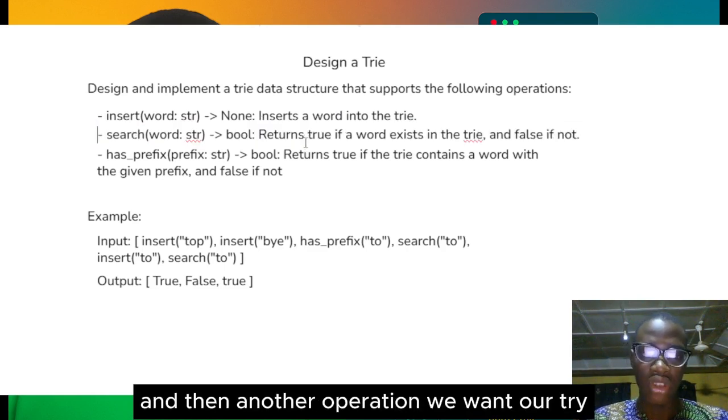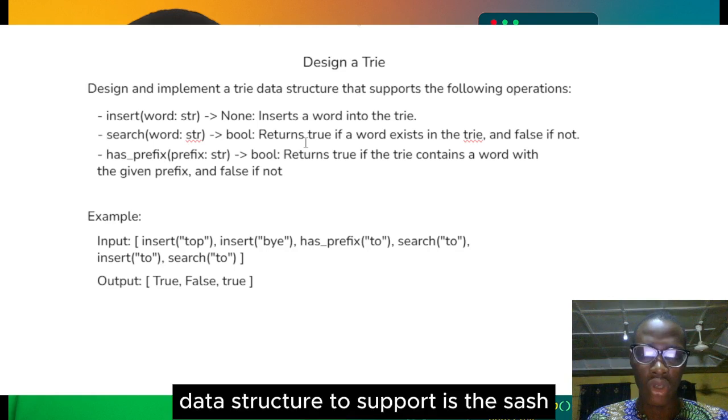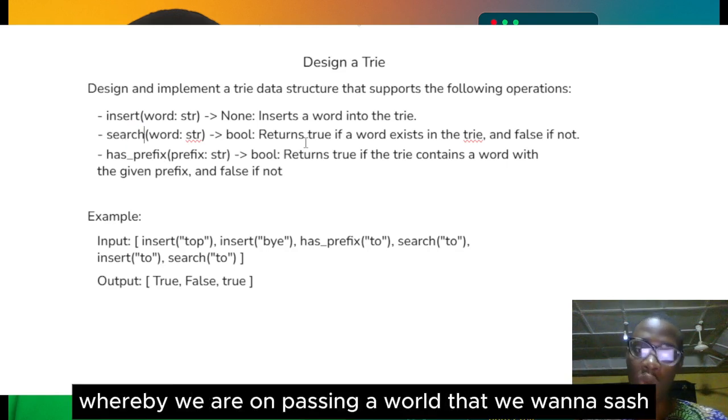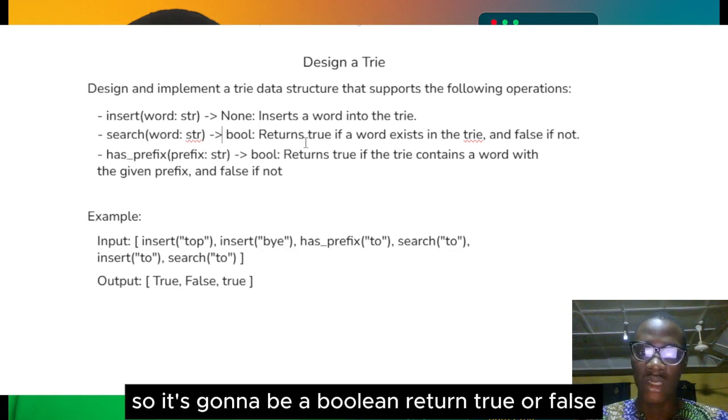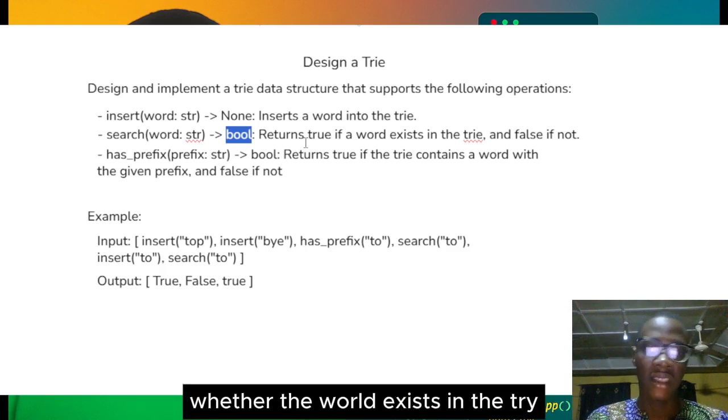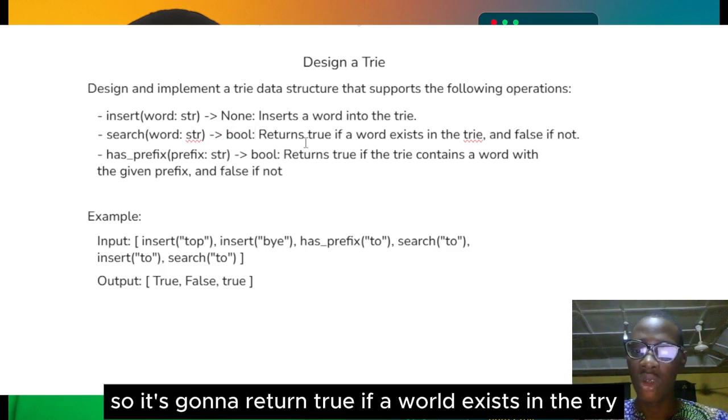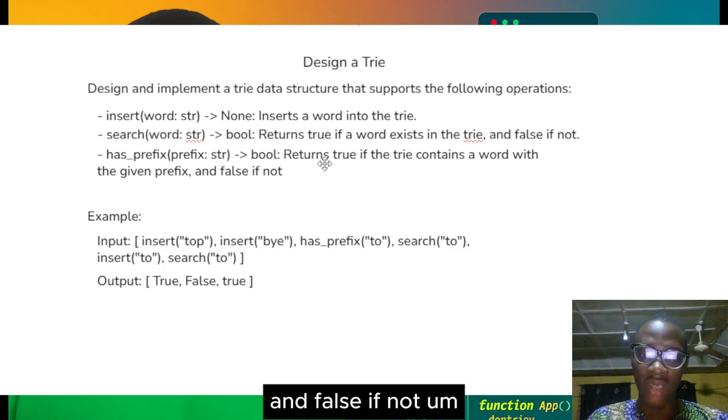Another operation we want our trie data structure to support is search, whereby we pass in a word that we want to search if it exists in the trie. It's going to be a boolean return, true or false, whether the word exists in the trie. It returns true if a word exists in the trie and false if not.